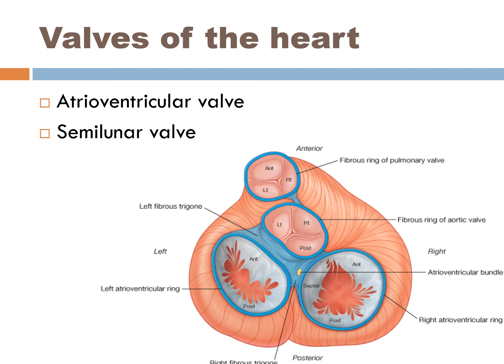You see in this diagram, this one is the tricuspid, this one is the bicuspid valve, this one is the pulmonary, sorry, this one is the pulmonary valve and this one is the aortic valve. So these are the valves of this heart.